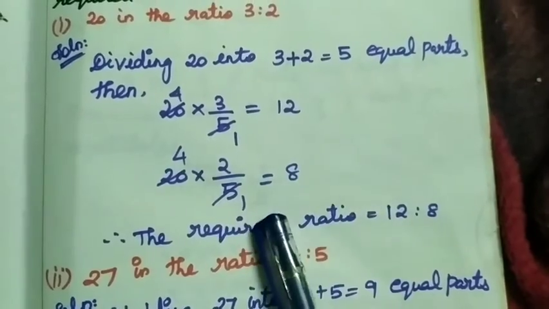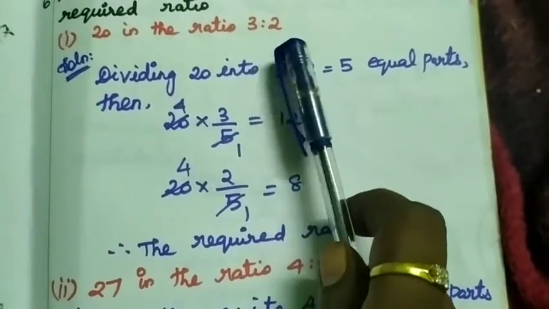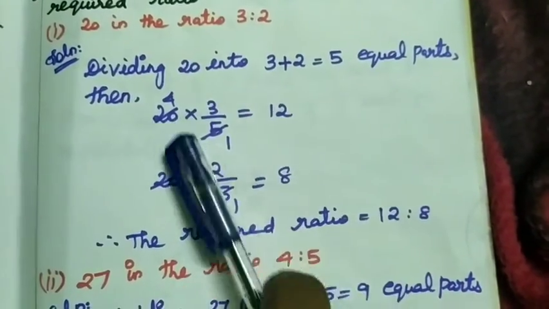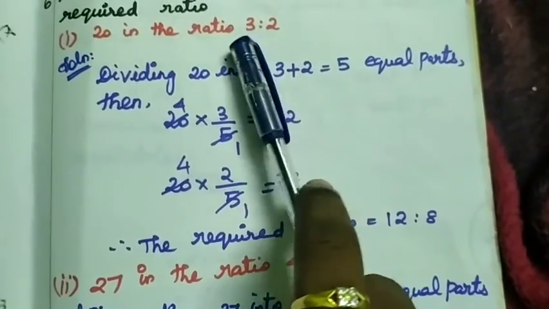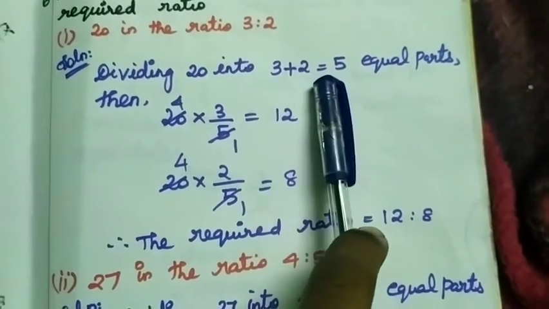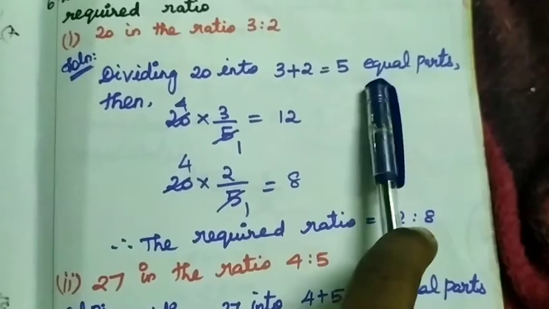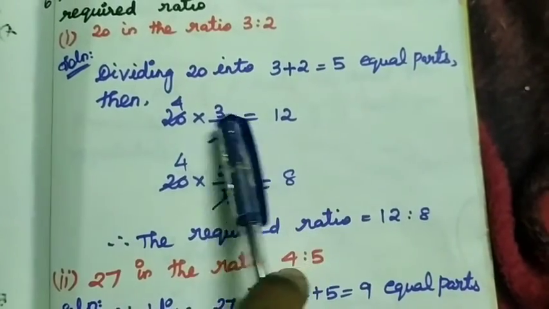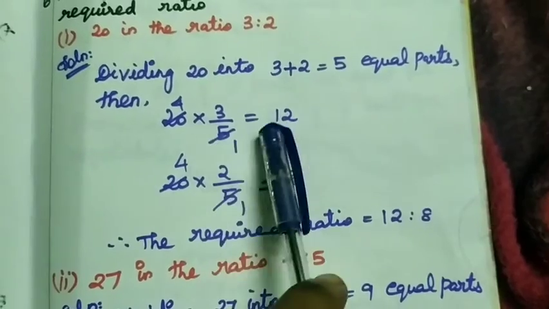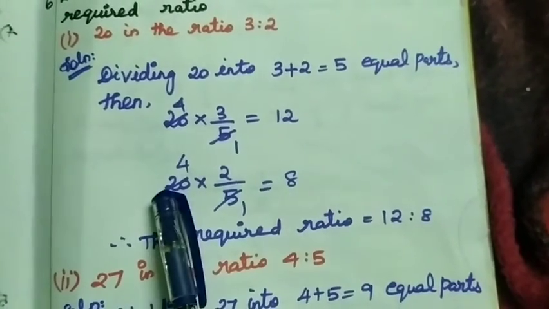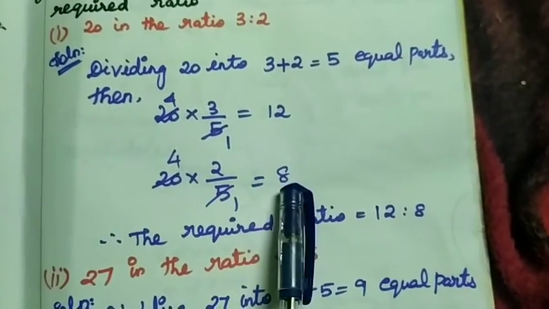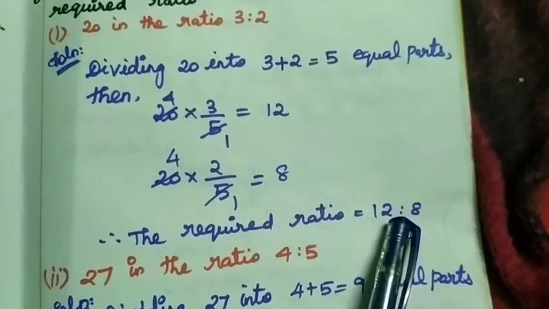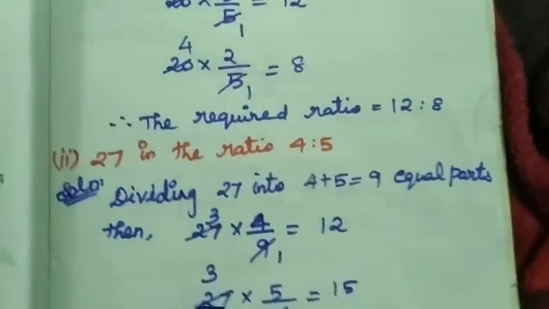Can you understand this question? Very important. 20 in the ratio 3:2. How can we do this? First we take 3 plus 2, which is 5 equal parts. So equal parts we need to find first. We take individually 20 into 3 by 5 equal to 12, and 20 into 2 by 5 equal to 8. So therefore we got the required ratio. Go to the next, second question.